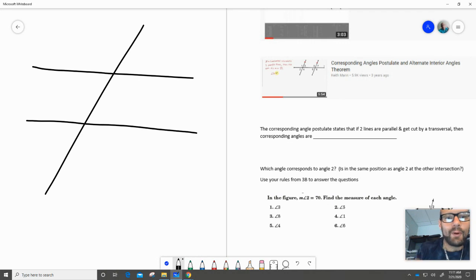We knew that if we had parallel lines, okay, parallel lines to each other and congruent angles sort of went hand in hand right here, okay? And so what's going to happen here is it's going to give us a corresponding angle postulate, okay? So the corresponding angle postulate states that if two lines are parallel and cut by a transversal, then corresponding angles are congruent to each other.